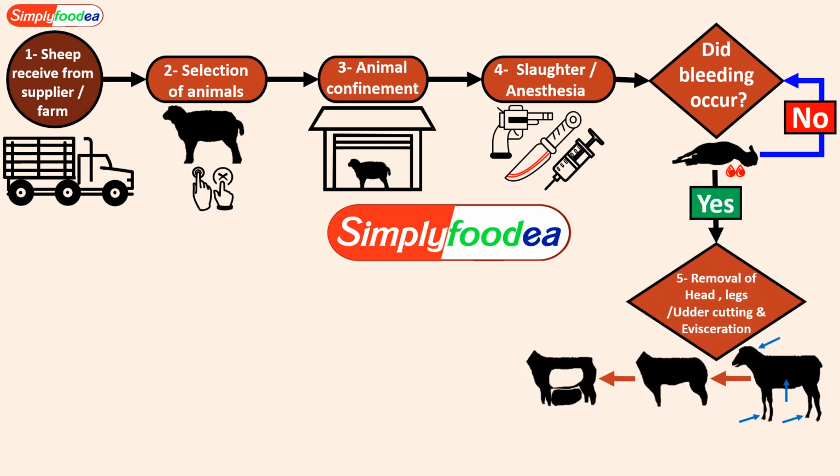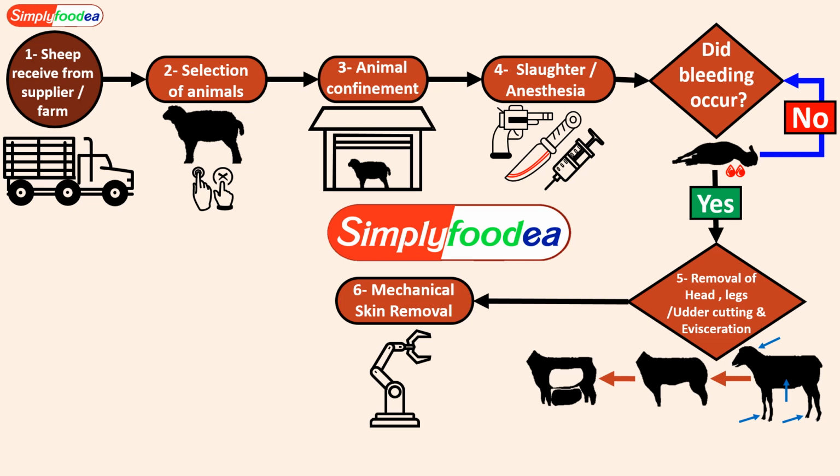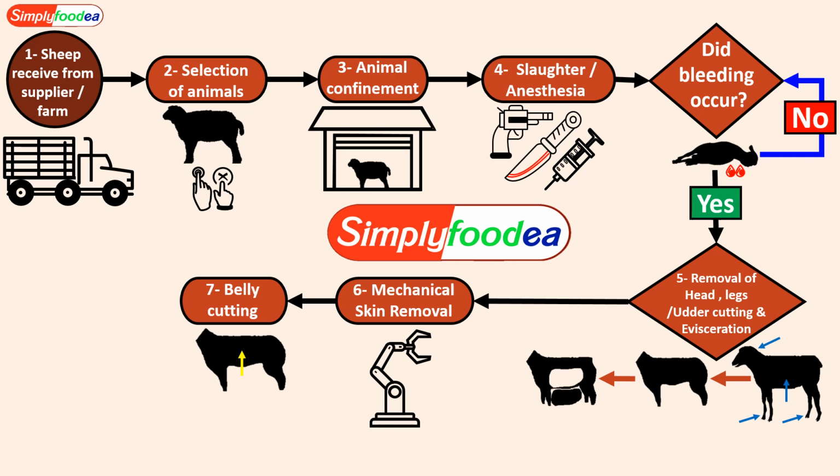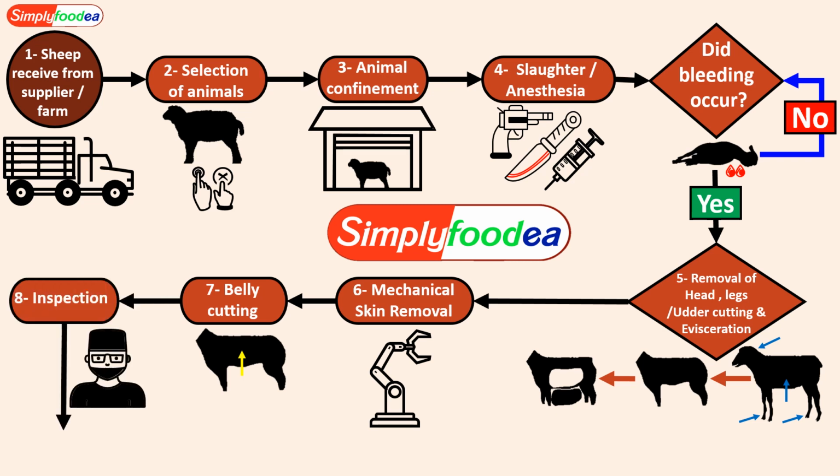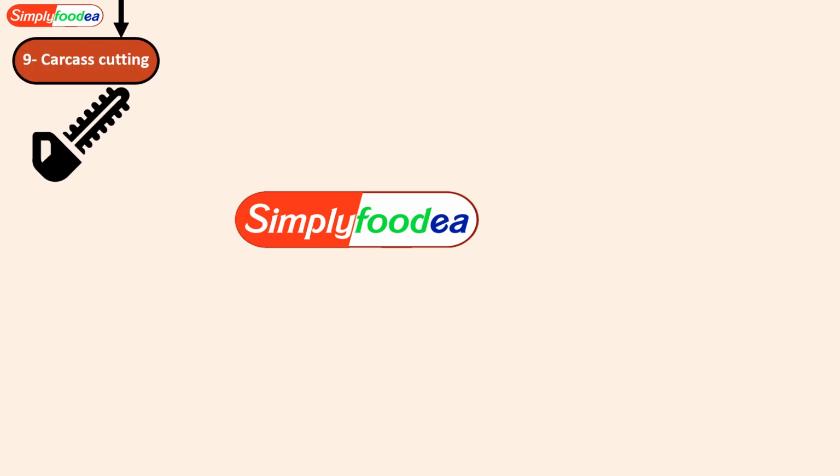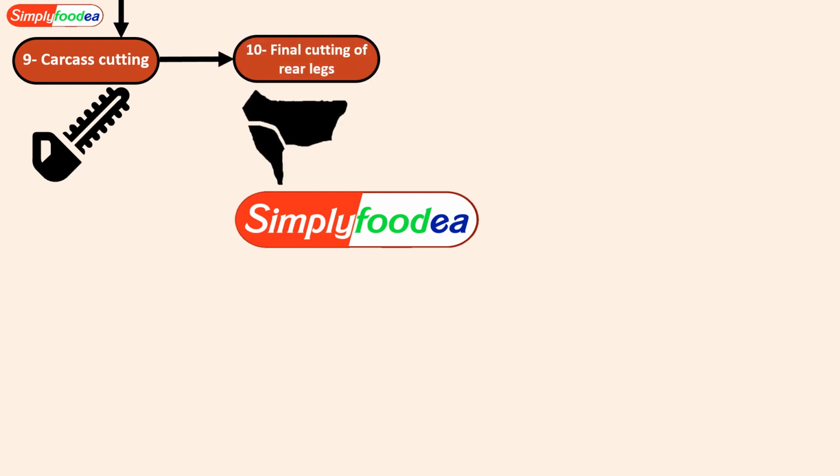If yes, we'll start removal of head, legs, udder cutting, and evisceration of the internal organs. Number 6, the mechanical skin removal. Number 7, belly cutting. Number 8, inspection by the quality team. Number 9, carcass cutting. Number 10, final cutting of rear legs.